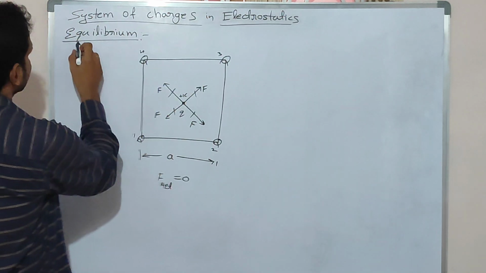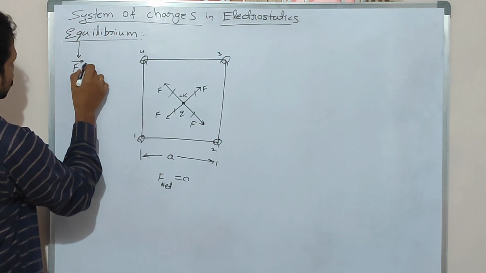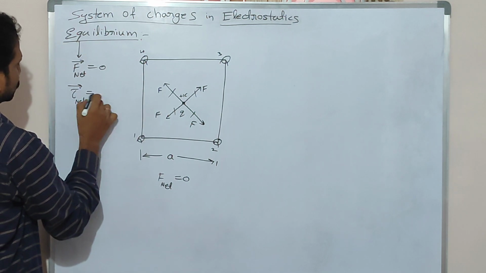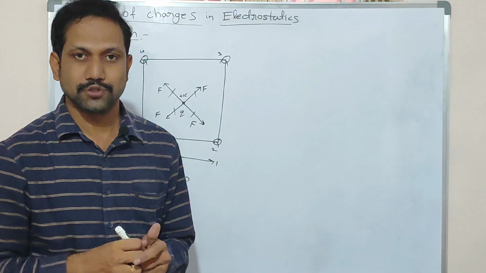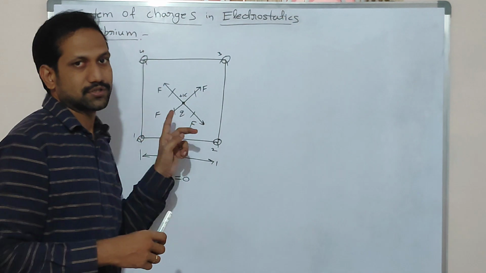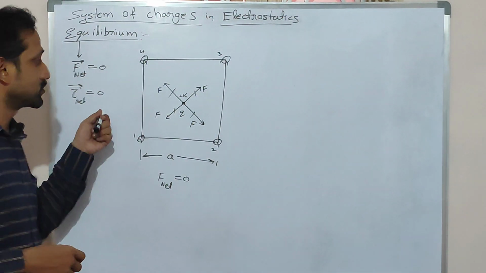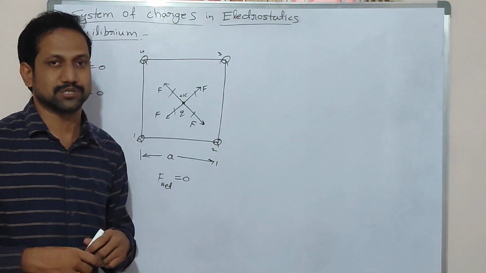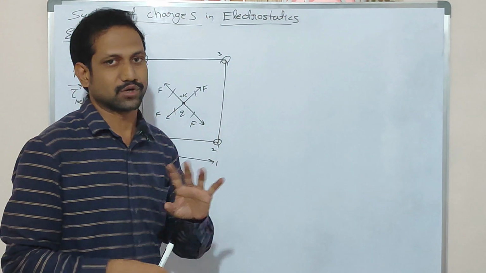So what is this equilibrium? It is the net force acting on the system being 0, and also the net torque acting on the system being 0. That means force 0, torque 0. Force 0 on which charge? Remember, on each and every charge the net force must be 0. Torque 0 on which charge? Again here also, on each and every charge the torque must be 0. Then only the system is said to be in equilibrium, otherwise not.